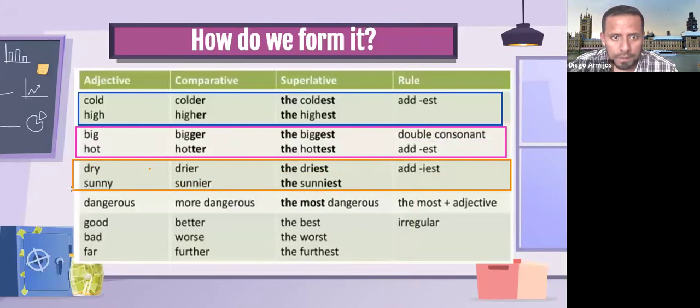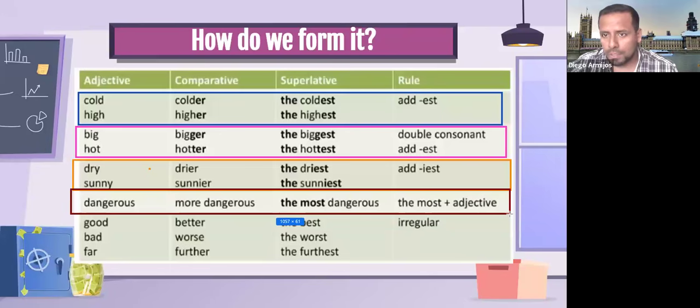And here, this is a very long adjective, okay? This is a very long adjective, and then it's going to change a little bit. For example, we have dangerous. What is the superlative? The most dangerous. Beautiful, the most beautiful. Expensive, the most expensive. So here we have the most plus the adjective, okay?